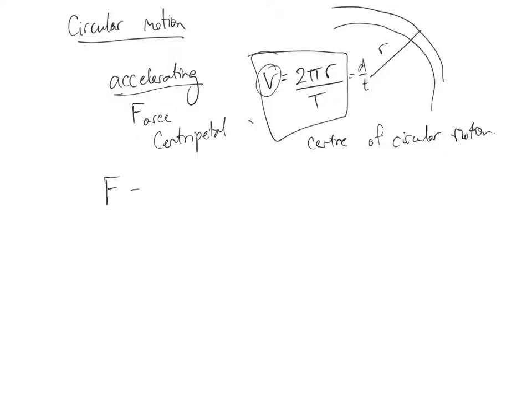And the equation for centripetal force given in your HSC is mv squared on r, and you can rearrange this by moving the terms around, and you'll get the orbital velocity for the Earth.